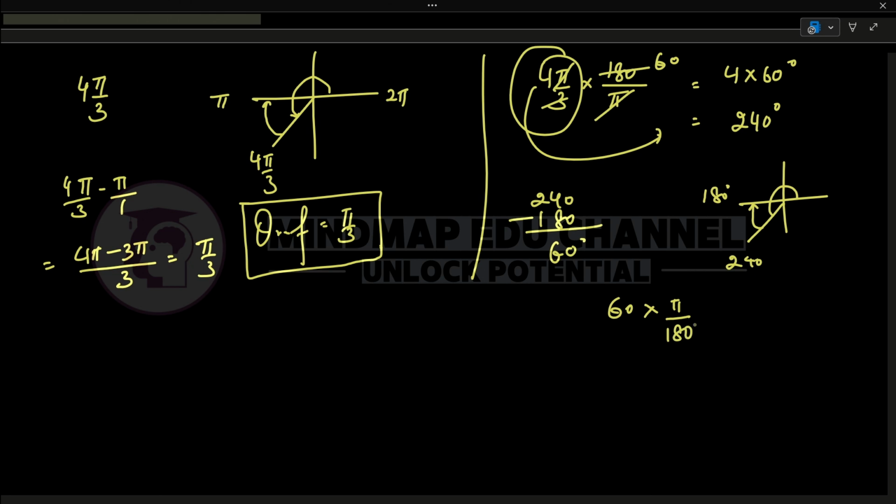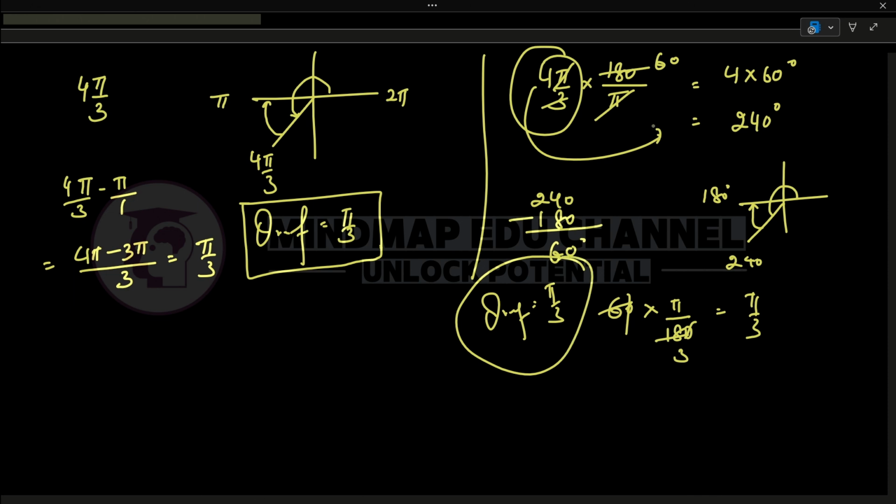So multiply by pi over 180, the zeros get cancelled, this is 180, so pi over 3. So your reference angle here is pi over 3. We also have a video on how to convert radians into degrees and degrees into radians, and I will provide the link in the description.